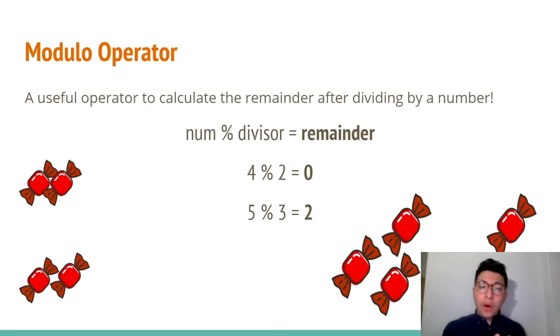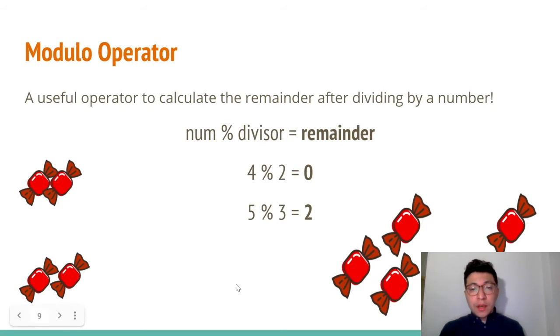4 mod 2. What is that saying? Well, that's saying if I have 4 candies and I want to make groups of 2, how many do I have left over after making those groups of 2? Let's look at this left side over here. I've done that already for us. We have 4 candies and I make groups of 2. How many do I have left over that didn't belong to one of those whole groups of 2? I didn't have any. So in this case, I have a modulus of 0. My answer is 0 there.